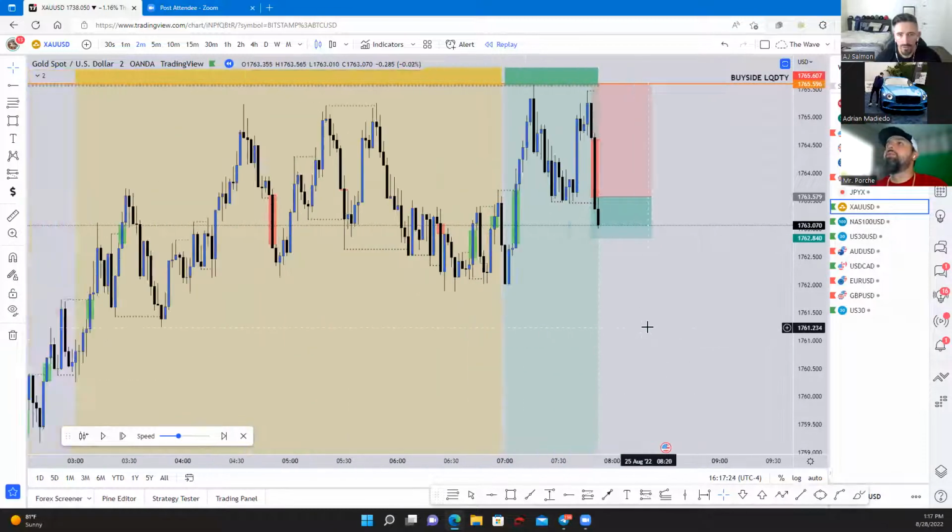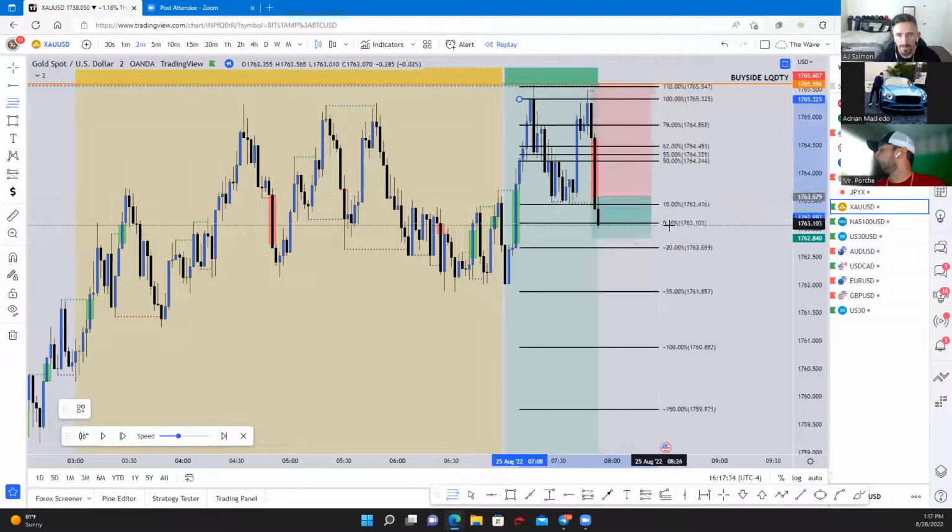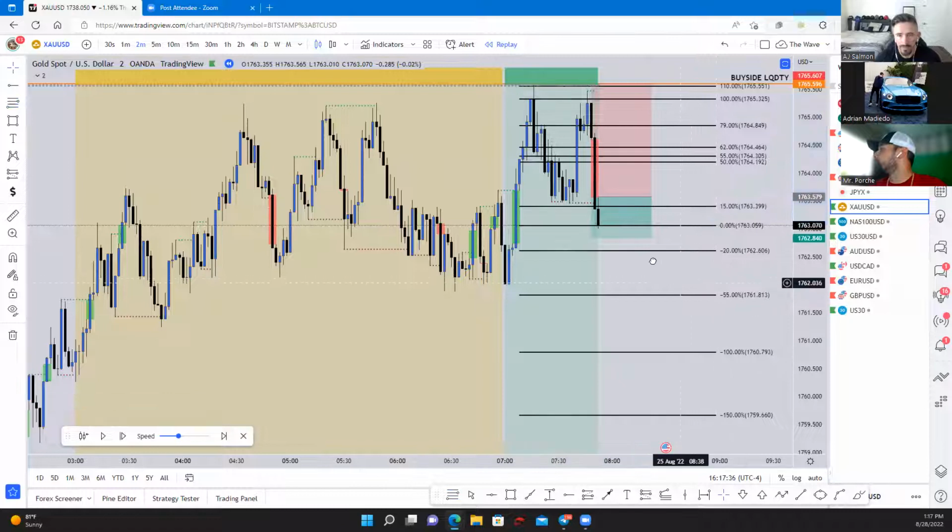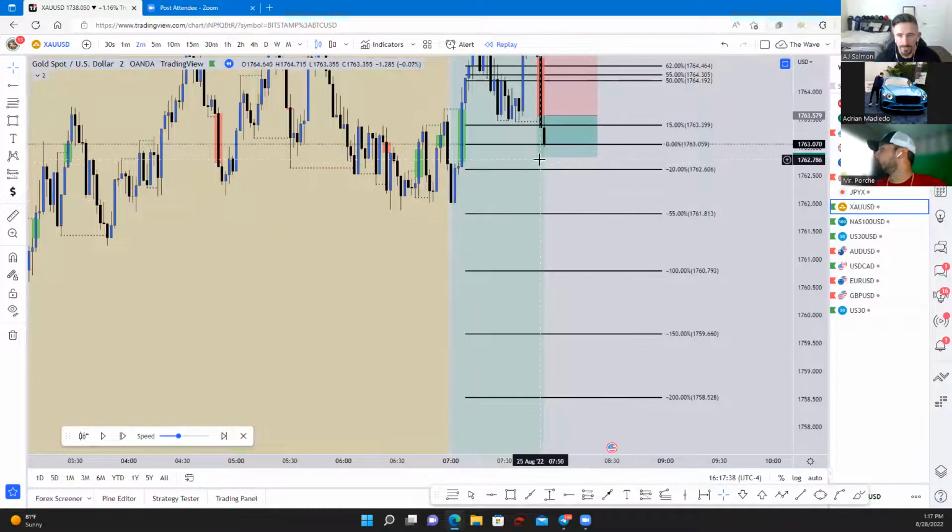And then you can use London and do your fib, or here, because this is the last swing high, and then take it to this swing low, and now your targets are the 100, 150, or 200.